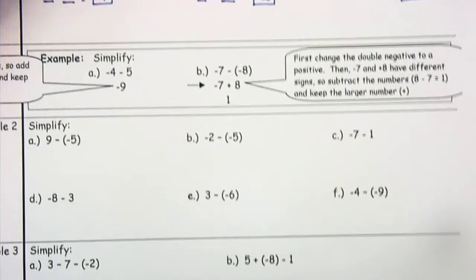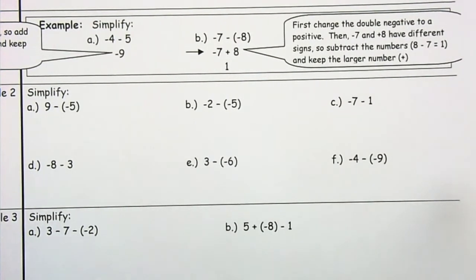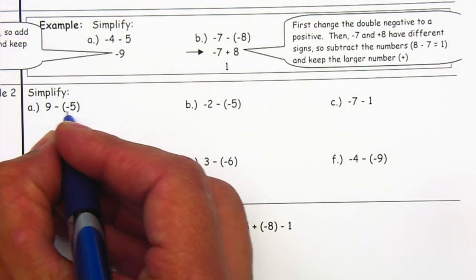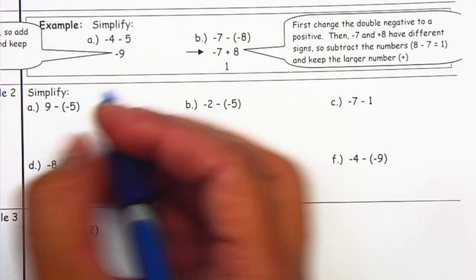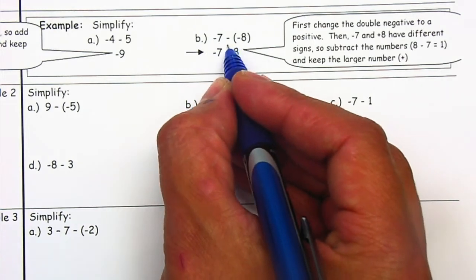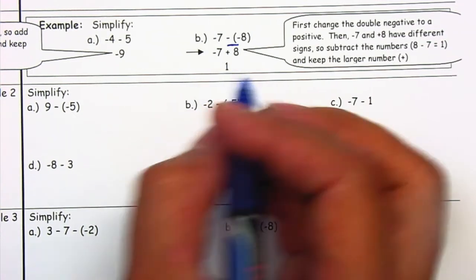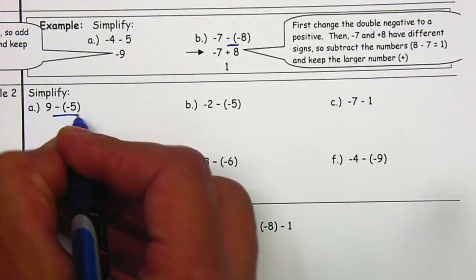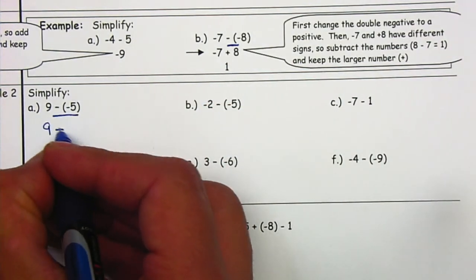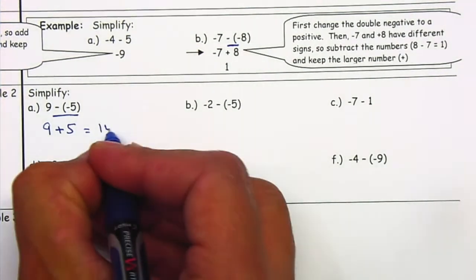Example number 2. On example number 2, we're going to have a subtraction, but we're going to be using the same rules. The only thing is that if we have two negatives, we need to be able to convert it into an addition, just like we've done here. Negative 7 minus negative 8, when we have two negatives, that becomes an addition. We're going to have to rewrite it. We are going to rewrite this as negative 7 plus 8. So we have 1.